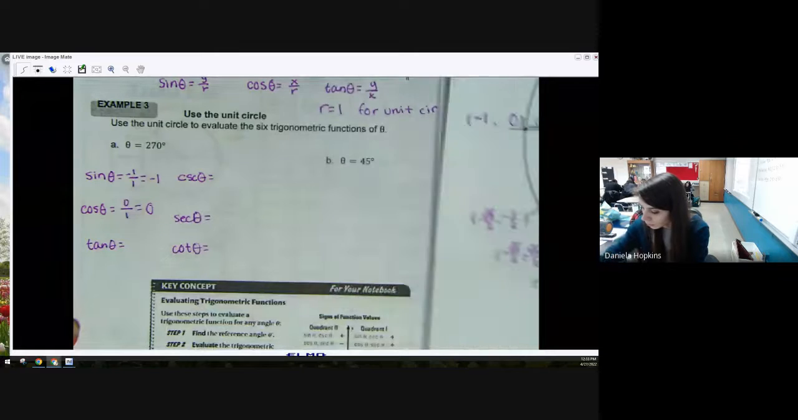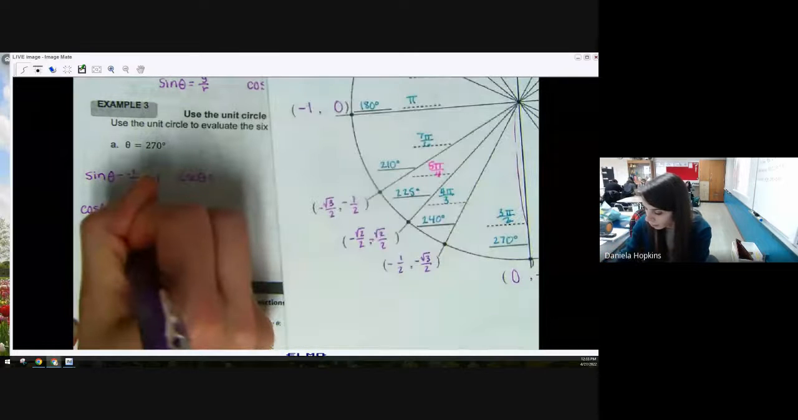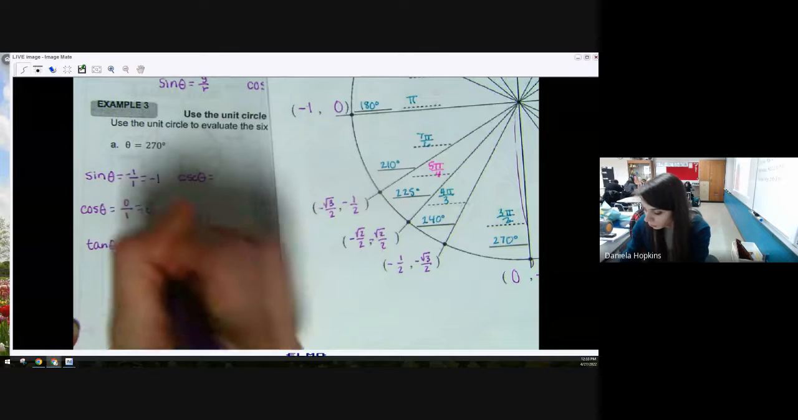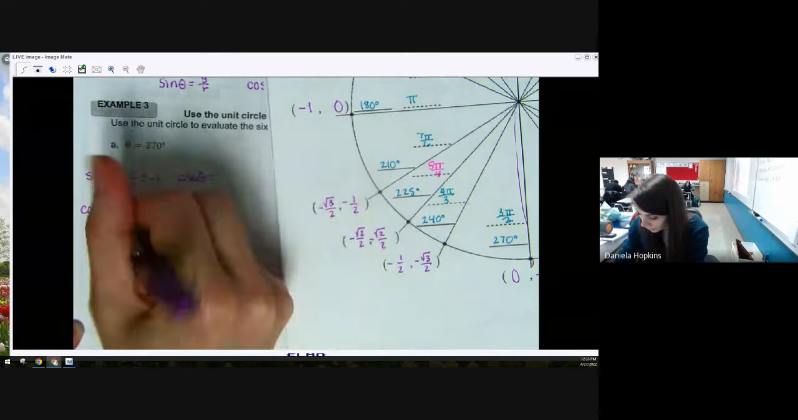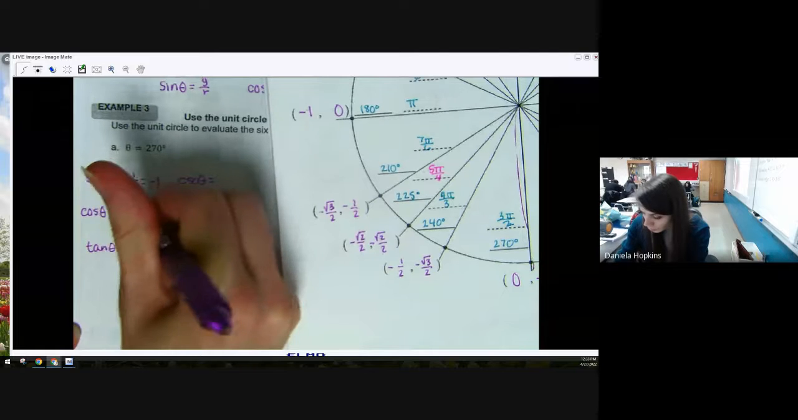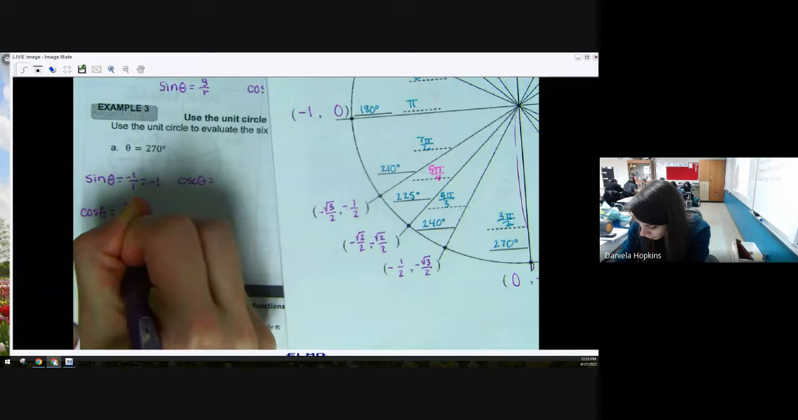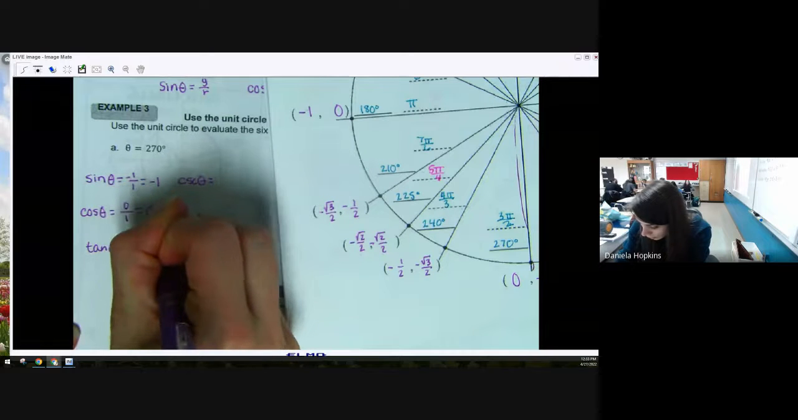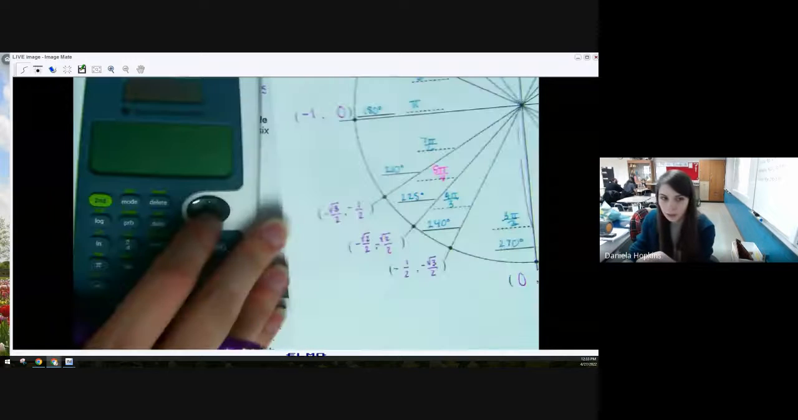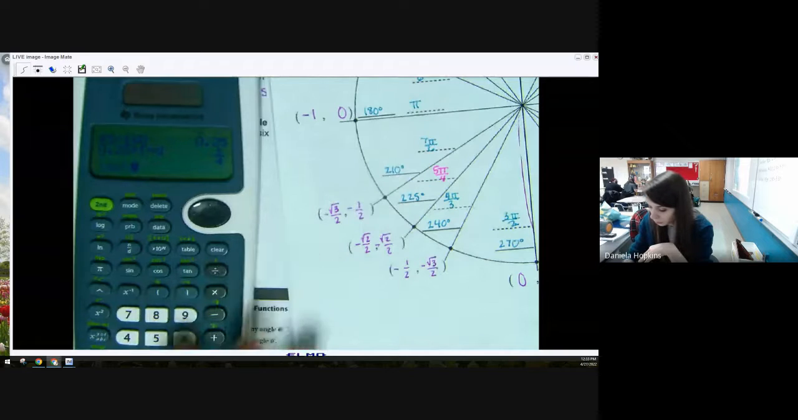It's y over x, so I'd end up with -1 over 0. What's the issue? Undefined. I didn't leave myself enough room to write that, but you can abbreviate it as UND or whatever, but this is undefined. And you'll notice if you actually type this into your calculator, if you do tangent of 0 and you hit enter, wait, why is it 0?